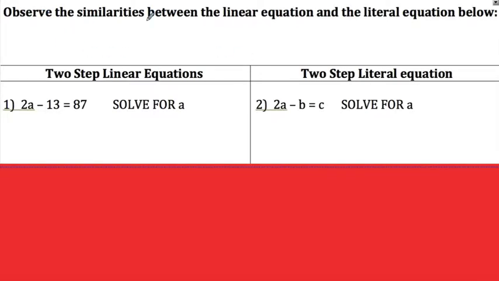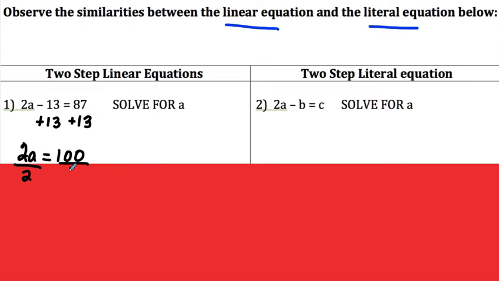I always like to look at the similarities between a linear equation and a literal equation. For example, here's a basic two-step linear equation. The first thing we would do to solve for a is add 13 to both sides. We do the opposite operation. It's being subtracted from a, so we add it to the other side. We balance the equation out and we get 100. Then since the 2 is being multiplied to the a, we now divide both sides by 2. Whatever we do to one side, we do to the other, and so we get a equals 50.